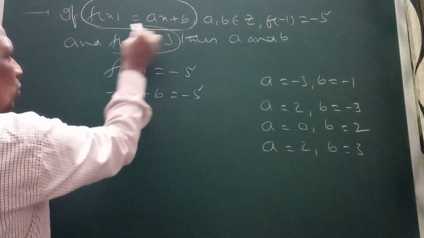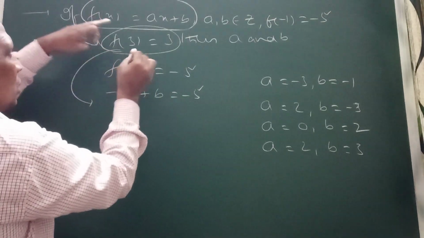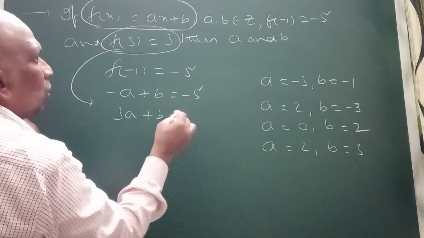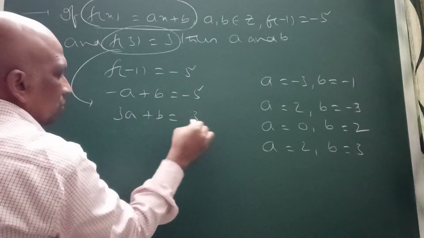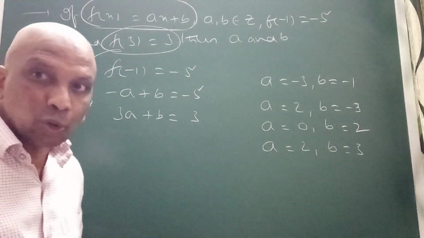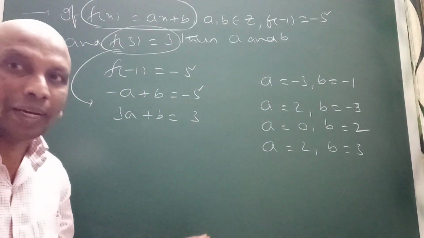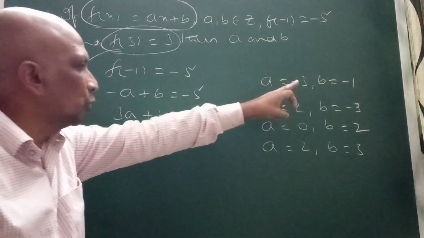Now you follow this condition. If you follow this condition, 3a you will get. So you will get 3a plus b is equal to the given 3. Correct? So you can solve these two equations, or you can substitute these values and verify which one satisfies. That is our answer.